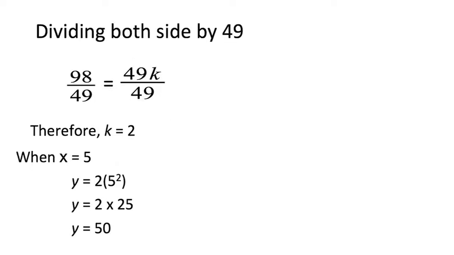When we divide both sides by the coefficient of k, which is 49, then we have 98 over 49 equals 49k over 49. From the right-hand side of this equation, 49 at the denominator will cancel 49 at the numerator, and 98 divided by 49 is 2. Therefore, the value of k, which is our constant, is 2.